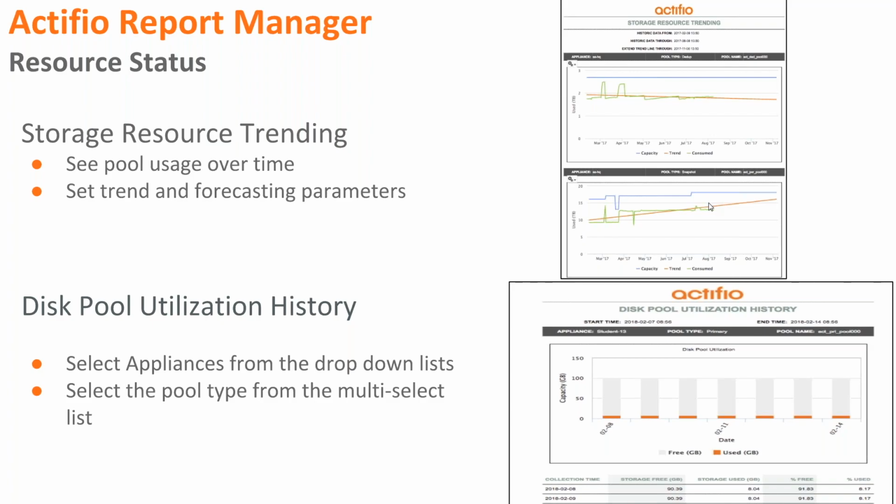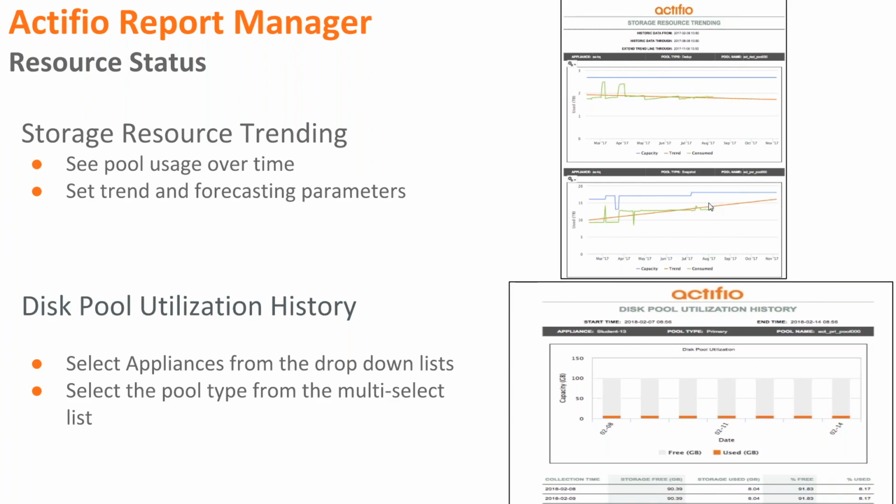Now, the next one is the disk pool utilization history. And this actually provides some of the information where we do our trend analysis and forecasting from. Now this strictly talks about just pool capacity versus consumption. The nice part about this, though, is there's a drop-down list, and every cluster that we know about, that is, every Actifio CDS or Sky appliance that we know about via this Report Manager, we can report on at the same time.